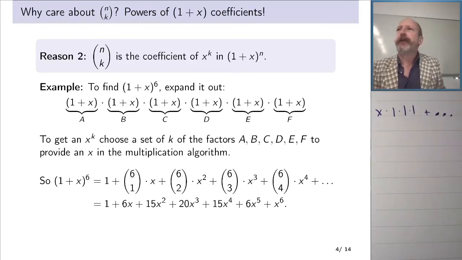This is the start of the technique of generating functions, which you might see in later classes. So this is helpful both if you want to know the coefficients of powers of 1 + x, but also you can play with these binomial powers to learn things about the binomial coefficients, so to learn things about the number of ways of choosing teams and solving other combinatorial problems. I'll show you some examples of this in a little while.